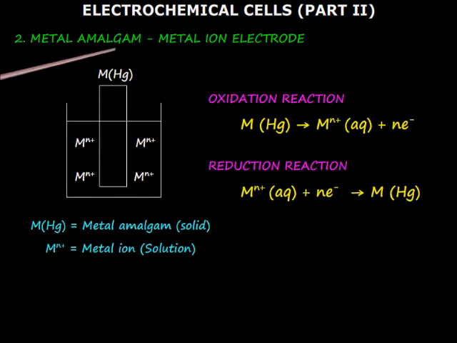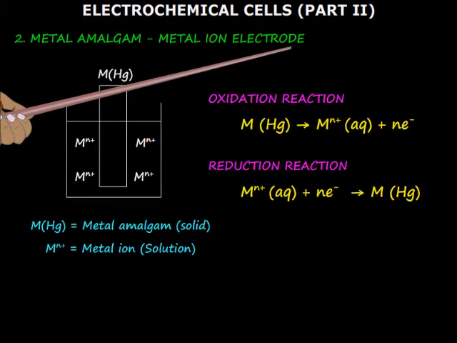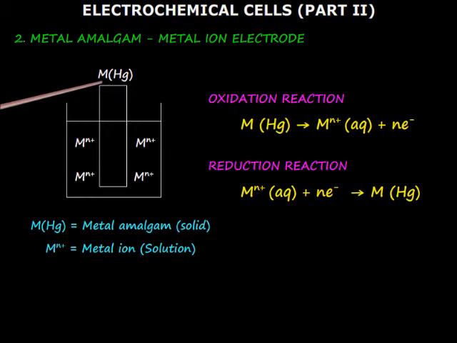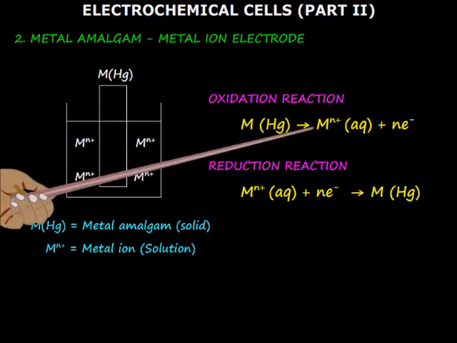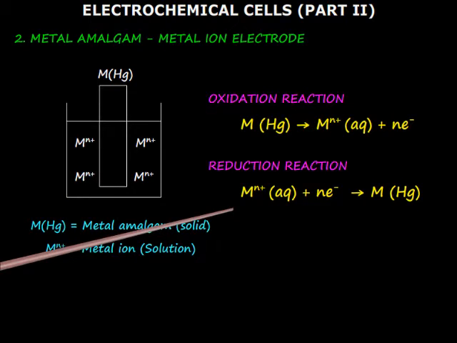Number 2. Metal amalgam metal ion electrode. Here, metal amalgam strips are used instead of pure metal strips, just to lower the activity of the metal. All the other features remain the same as that of the metal-metal ion electrode.